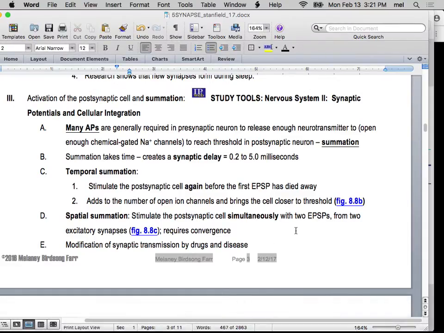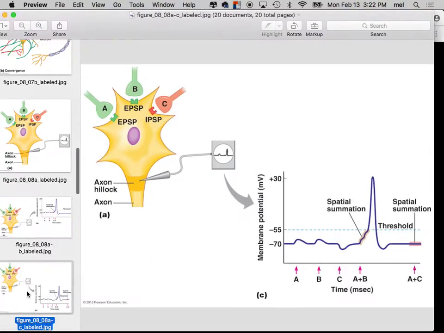And then there's one other way to do it, and the other way to do it is called spatial summation. And spatial summation, so let's look at what happens here. If I stimulate A by itself, little depolarization, no action potential. Stimulate B by itself, little depolarization, no action potential. Stimulate C by itself, definitely no action potential because I'm hyperpolarizing. But what if I stimulate A and B simultaneously? Yeah? They're both depolarizing? Yeah?